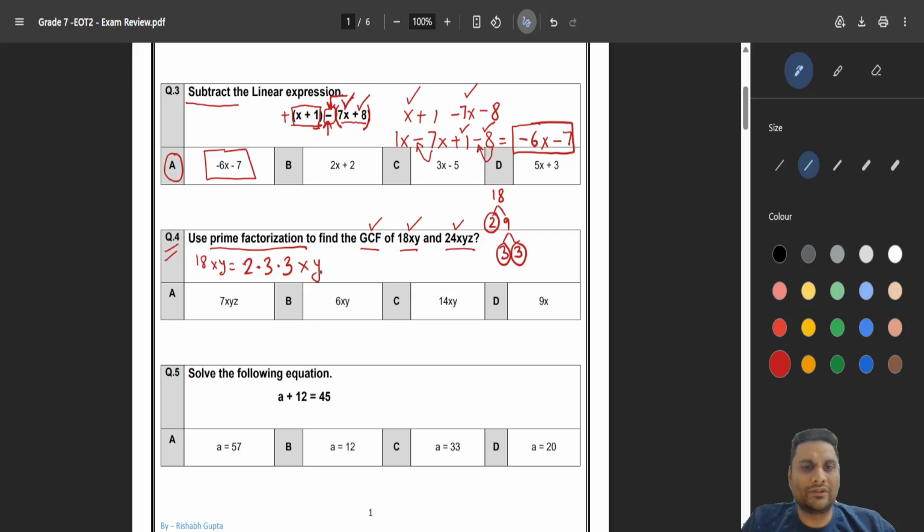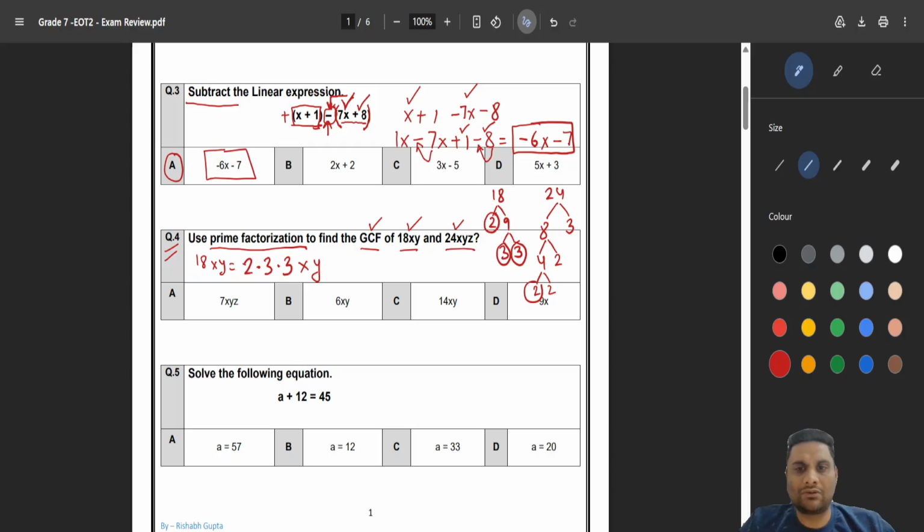If you will solve it, you will again get 18xy. 2 times 3, 6, 6 times 3, 18, and then xy. Okay. Do the same thing with 24. We can do here 8 times 3, 24, correct? The 8 will become 4 times 2, and the 4 will become 2 times 2.